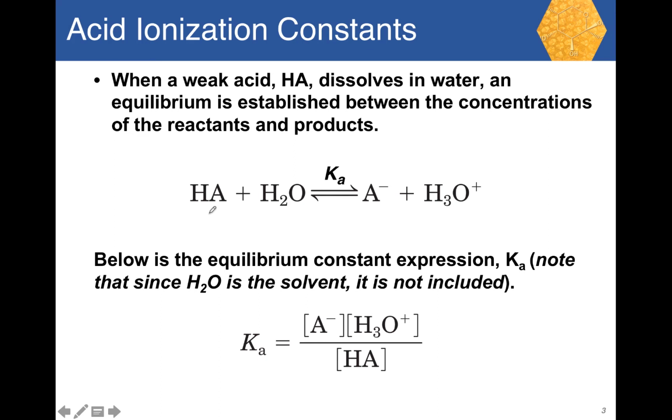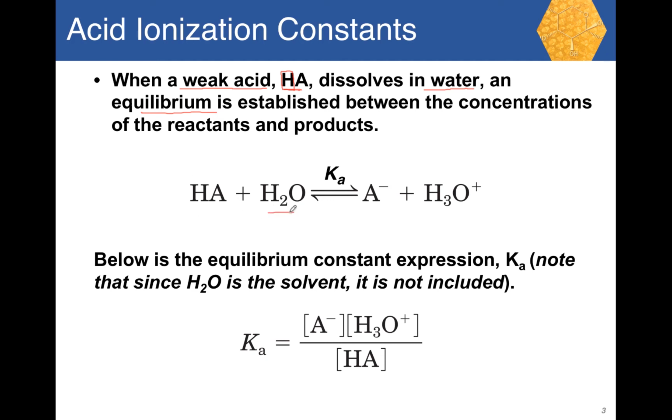Let us start our discussion on equilibrium constants. So imagine a weak acid, HA. Notice it's an acid because it has here H. So it's an acid, Bronsted acid. If it's dissolved in water, as you can imagine, an equilibrium will be established because it's a weak acid.